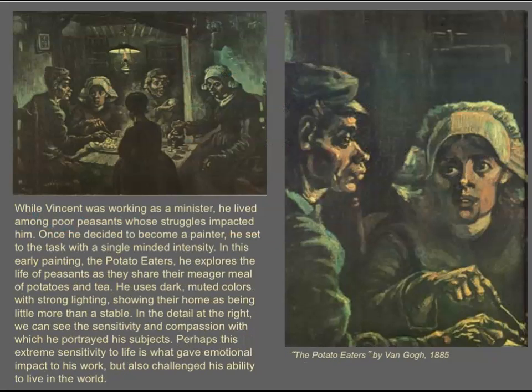When he was working as a minister, he lived among the poor peasants in coal country. And once he became a painter, he wanted to honor these people. This is one of his first paintings, the first one that really got notoriety. It's called The Potato Eaters, and he explores the life of the peasants as they share their meager meal of potatoes and tea. So he uses these dark, muted colors with the dramatic lights, and it shows their home as being really quite simple. And yet he also shows a certain humanity.